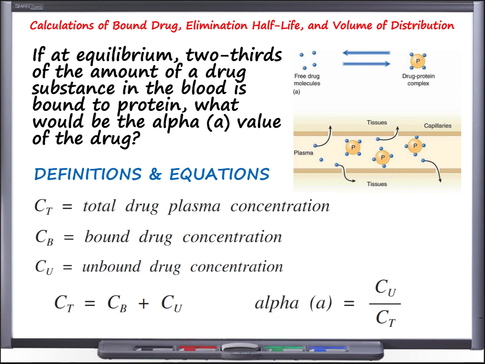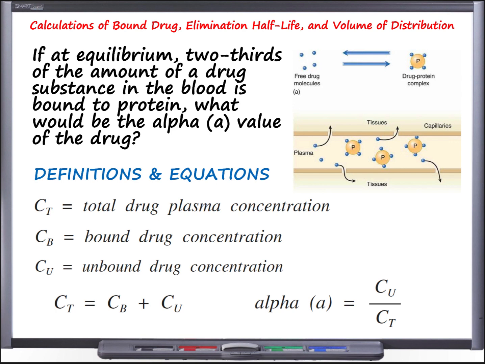unbound in the plasma. And that's important because, I'll remind you, we said that a drug's efficacy depends on how much is unbound. So drugs with a large alpha, with a large percentage unbound, are going to be more effective and produce a greater effect than a drug that has a low alpha, meaning there's not much unbound relative to the total, meaning there's not much free drug to be able to cross and produce an effect. So that's why this A, or alpha value, can be important in pharmacokinetics.